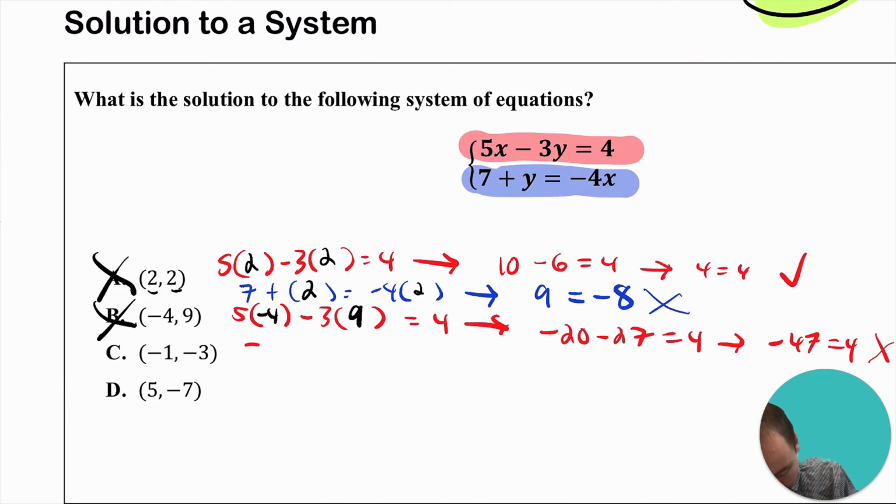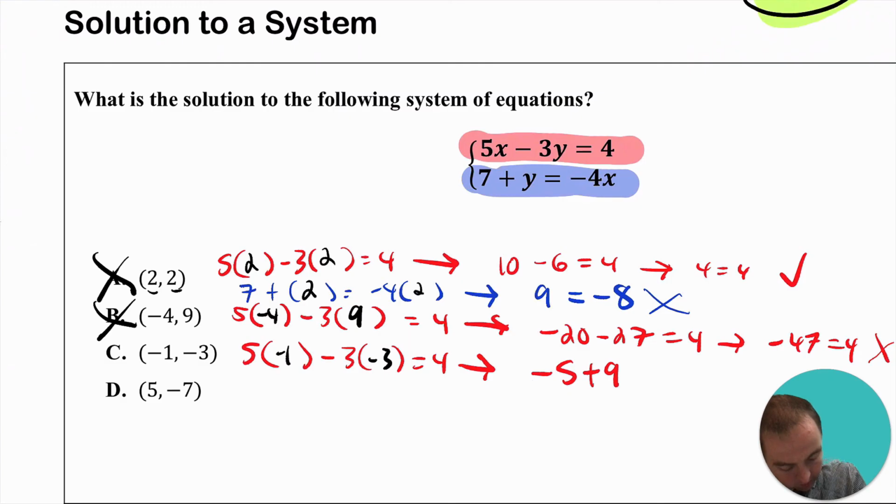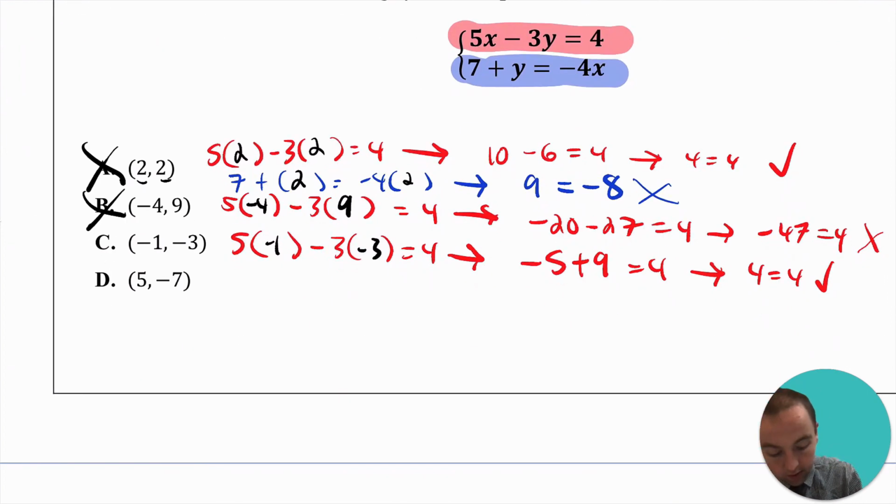So let's go ahead and check C. How about 5 times x minus 3 times y is supposed to equal 4. So we'll plug in negative 1 and we'll plug in negative 3, and then we'll do some simplifying. That's going to give us negative 5. Negative times negative is a positive, so plus 9 equals 4. That does give us 4 equals 4. So great, that ended up working out right there. So put a check mark.